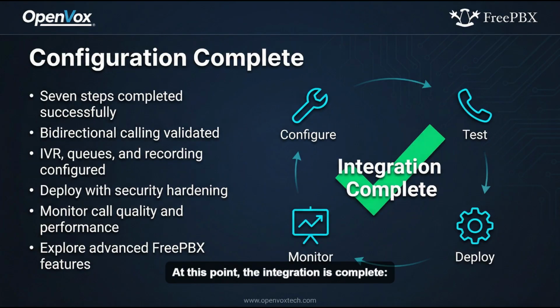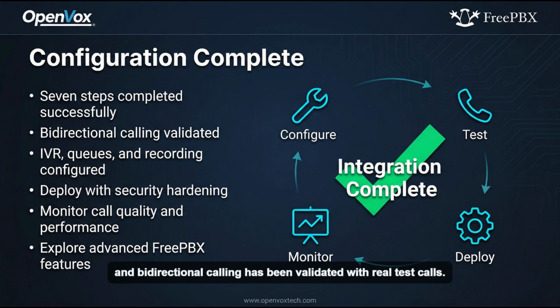At this point, the integration is complete. The SIP trunk and extension are configured, routing is set on both FreePBX and the gateway, and bidirectional calling has been validated with real test calls. You've also seen how to extend the deployment using IVR, call queues, and call recording.